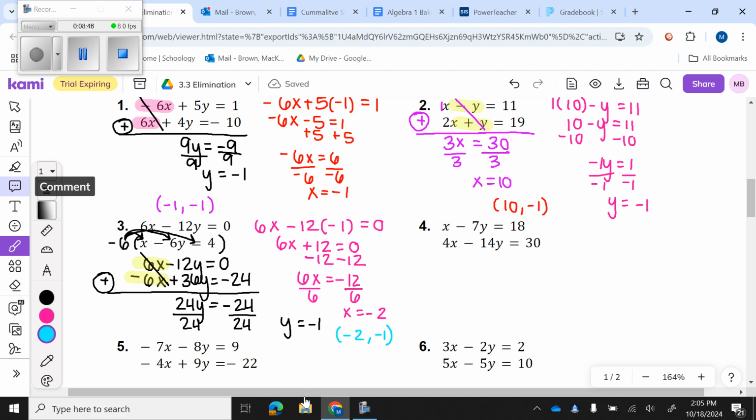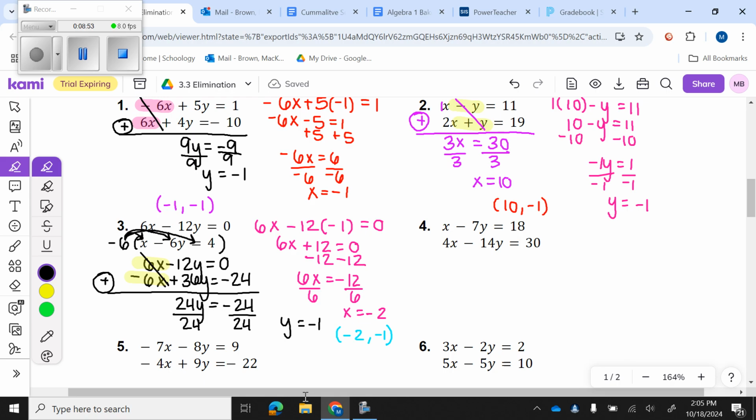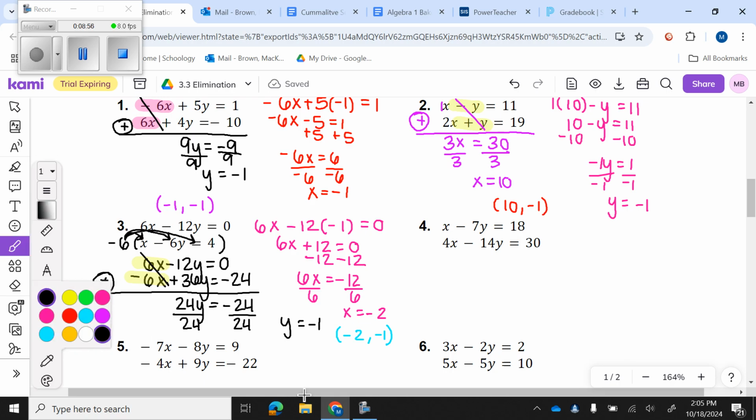All right, on number 4, I'm going to look for something that matches. Well, right now, nothing matches, so I'm going to force it to eliminate. I know really easily that if I multiply this whole top equation right here by 4, that will get these x's to match. But they have to have opposite signs, so instead of a +4, I'm going to multiply it by a -4. So I'm going to distribute a -4 into everything in that top equation. I'm going to have a -4x plus 28y equals, and then you've got to do -4 times 18, which is going to give me a -72.